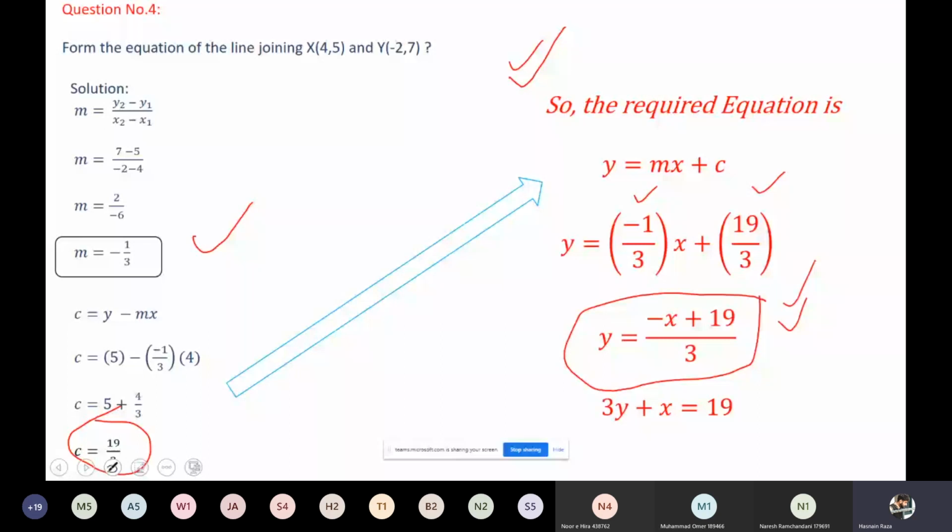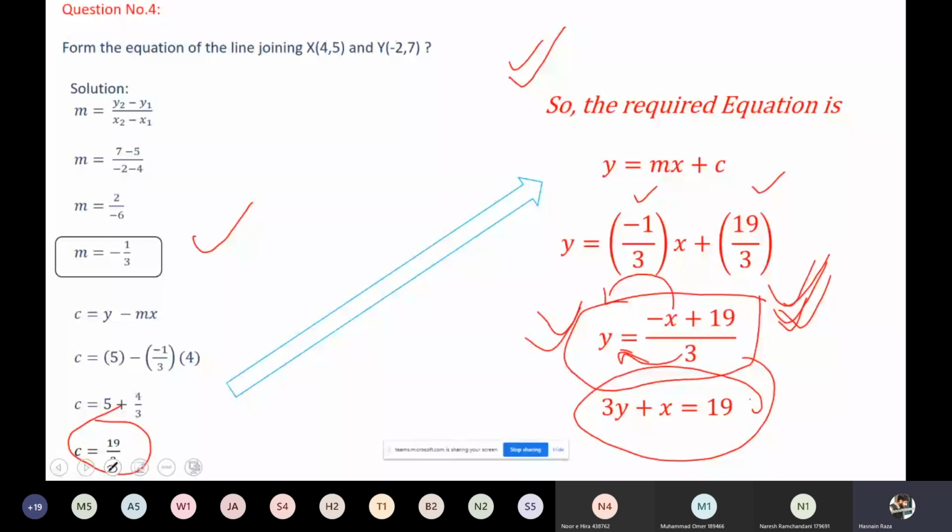If 3 is sent over there, it multiplies by y, so it will be 3y, and x को भी वहाँ पे shift कर दिया, plus x equals 19. So for right now, both of the answers are correct, but we are focusing on this one. ठीक है? y equals minus x. अच्छा, writing 1 with x is not necessary.